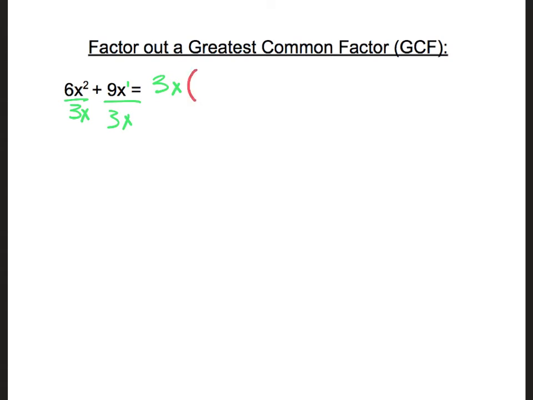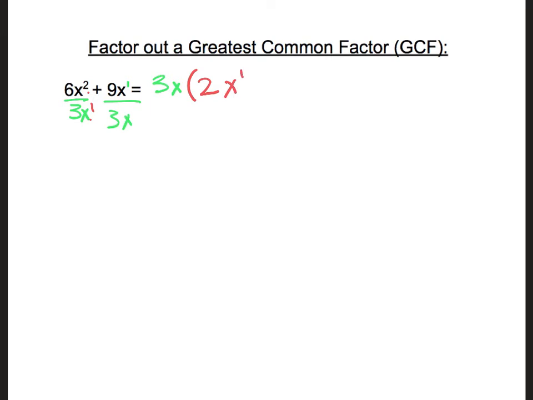And then we're just going to write whatever we have left over when we divide in parentheses. So when I do 6 divided by 3, I get 2. When I do x squared divided by x, remember you subtract, so it's like 2 minus 1, so you just have 1x, x to the power of 1. You don't have to write the 1, but you can if you want to.